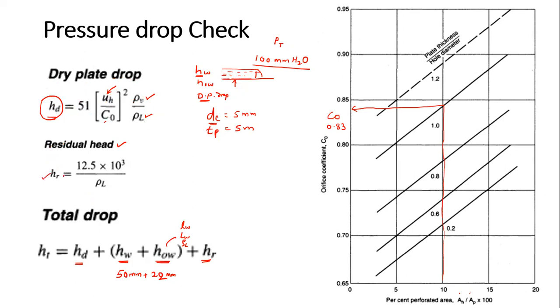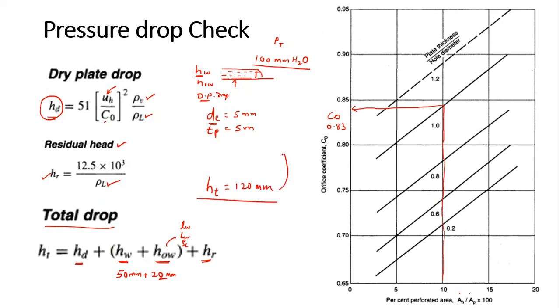And the residual head is based on the density of liquid. Substitute the density of liquid in the stripping section, which will give you the total pressure drop. Now let's say this total pressure drop comes to be 120 mm.